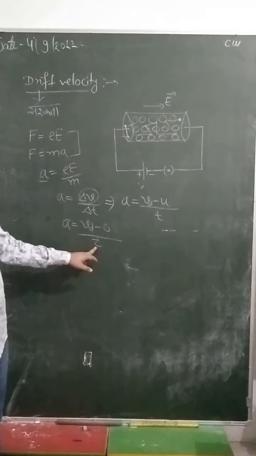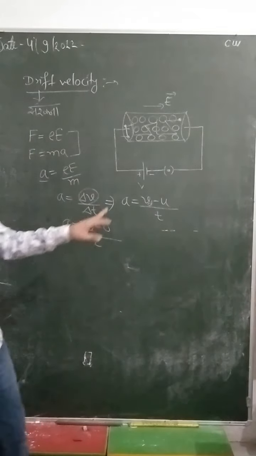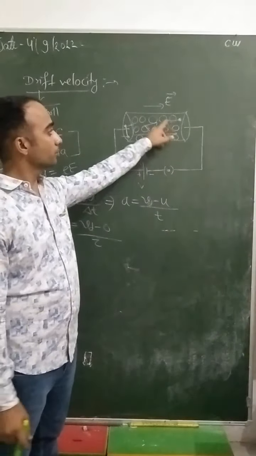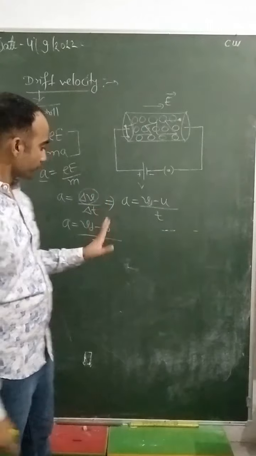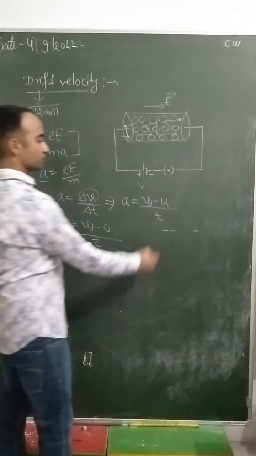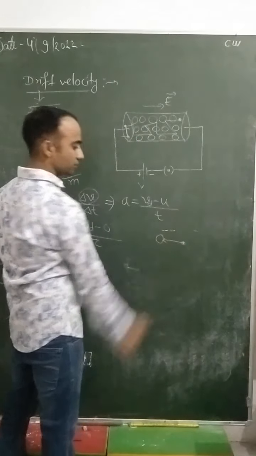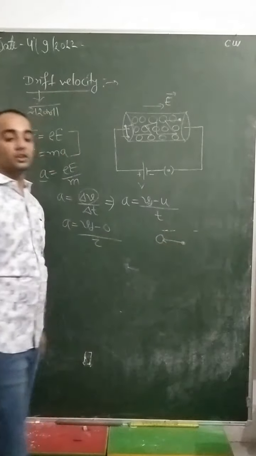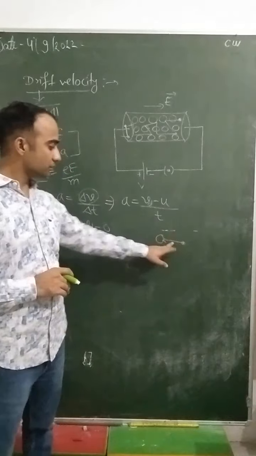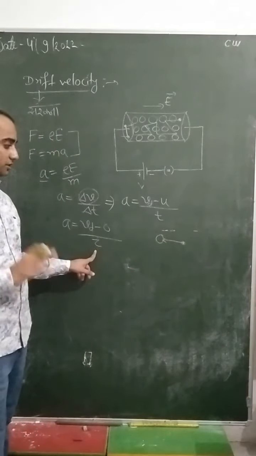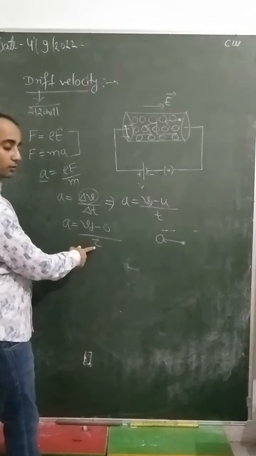Tau is the time of relaxation. It is the time for which an electron moves from one atom to another atom without any collision. Suppose the electron starts to move from this point and collides with an atom at this point. So this is the time taken by the electron during which it moves freely without any collision. This time is called the time of relaxation tau, when no collision has happened and it is moving freely.